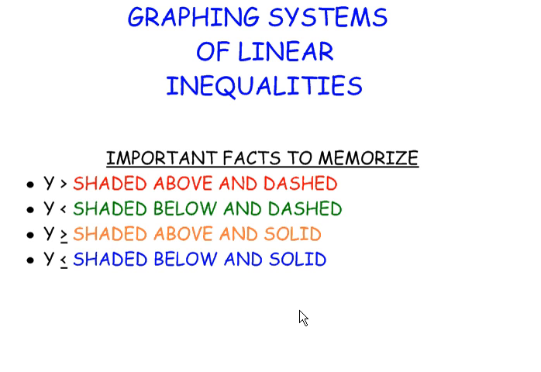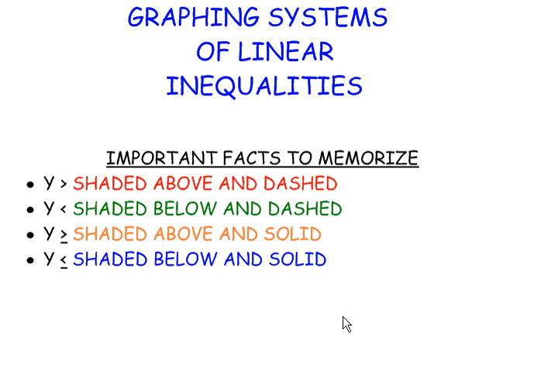If y is greater than, you're going to shade above and it will be a dashed line. If y is less than, you will shade below the line and it will be dashed. If y is greater than or equal to, you're going to shade above the line and it should be solid because that line will be included since it's equal to. And y is less than or equal to, you should shade below and that line should also be solid.